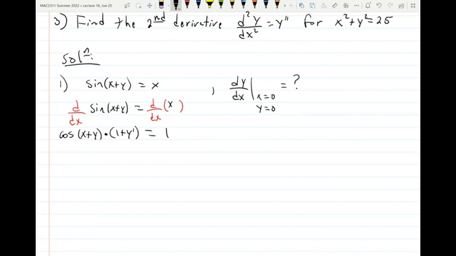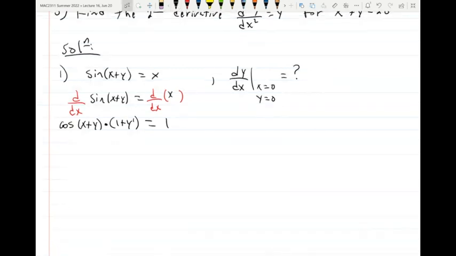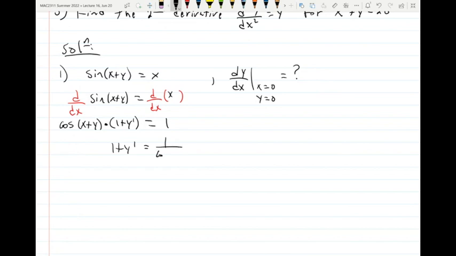Now what do we do? We solve for y prime. Now we just isolate this y prime. Now it's algebra. So I'm going to divide, and we get 1 plus y prime equals 1 over cosine. What's a nice way of writing 1 over cosine? Secant. So we get that y prime is secant of x plus y minus 1. If you don't like the secant, you can leave it as 1 over cosine. So this is the derivative. Questions?